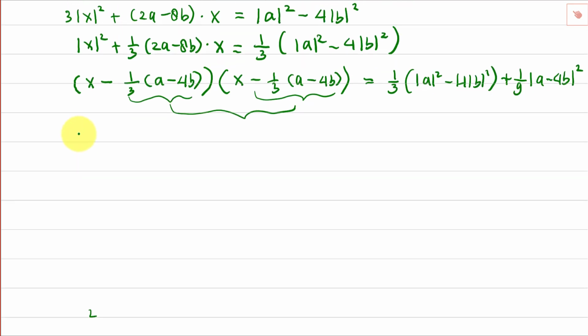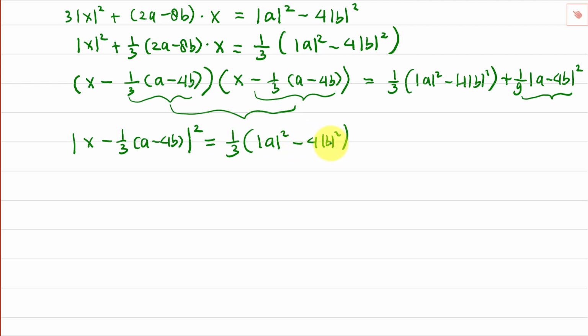Okay, now the left hand side is nothing but the norm of x minus 1/3 (a minus 4b), squared, equals to, maybe we need to rewrite that one. So 1/3 of norm a squared minus 4b squared. So instead of writing it as the norm squared, we just do distributive property for this multiplication.